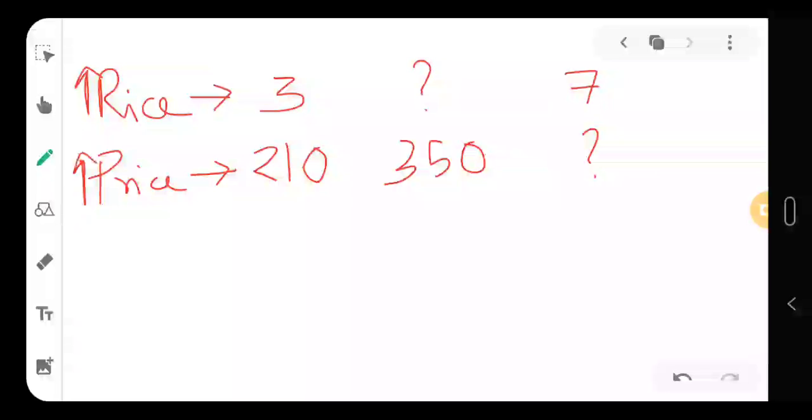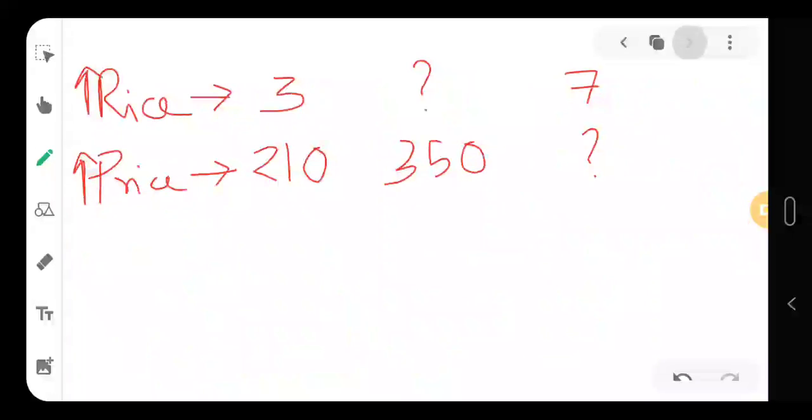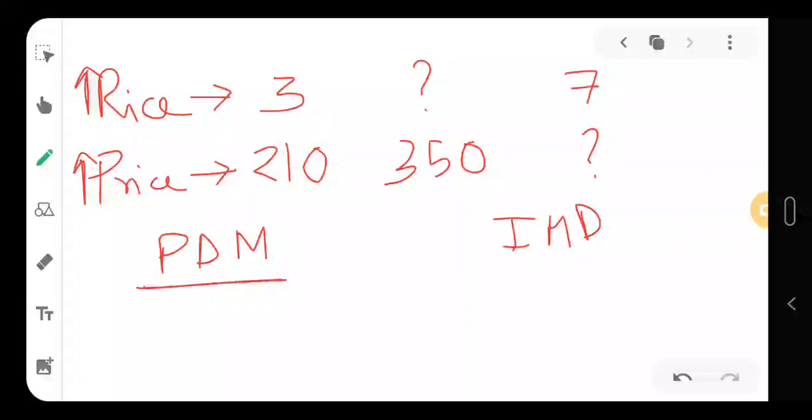Now, you see this is 3 and this is 210. We have seen that in direct relationship, or direct proportionality, if we take the ratio of one quantity to the second quantity, we get a constant value. If you remember, in the unitary method I have told two methods: one is PDM, one is IMD, right? We are talking about PDM.